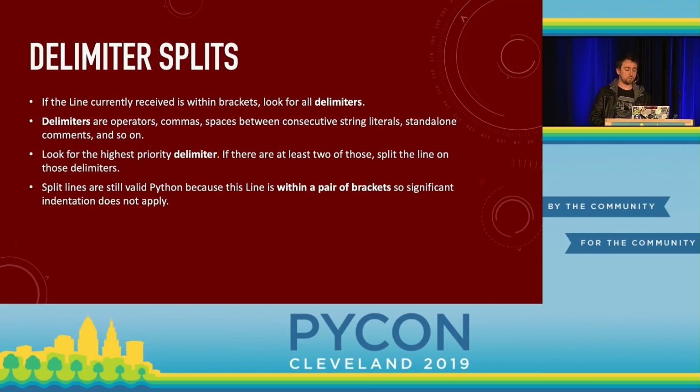So what we do is we are looking for delimiters now. Are there any delimiters? And what are those? Well, operators, commas, spaces between consecutive string literals, standalone comments, so comments that just appear on their own on a line. We discover them, and they have priorities. Certain ones are more important than others. If there's at least two of a kind, then we're going to split and check whether that now fits a line. Those split lines are still valid Python, even though they look weird if you just look at this one line, because they are within a bracket pair. So significant indentation in Python does not apply to them.